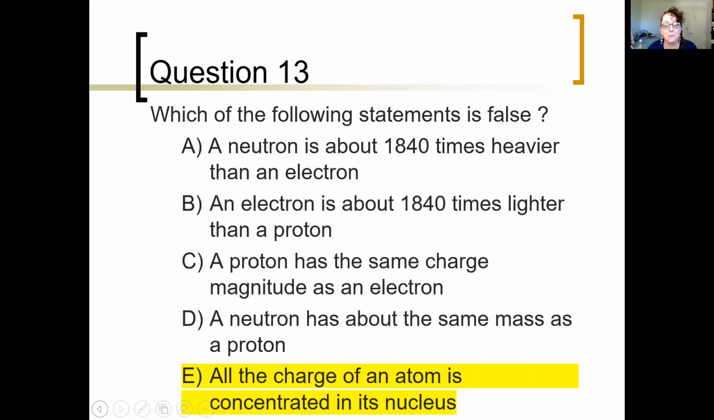Like for E, isn't the proton part of the charge? But how is it all concentrated on the nucleus? Where are the electrons? Oh yeah, sorry, the electrons are outside of the nucleus, right?